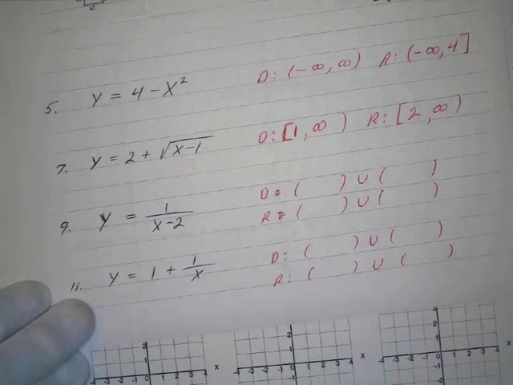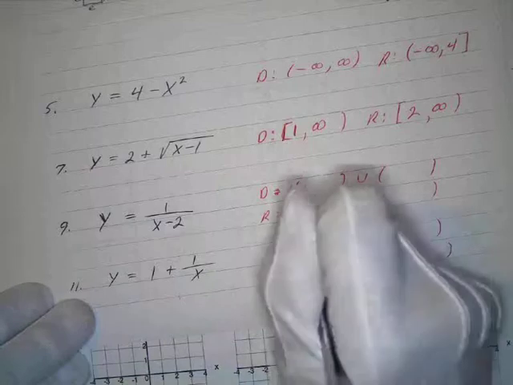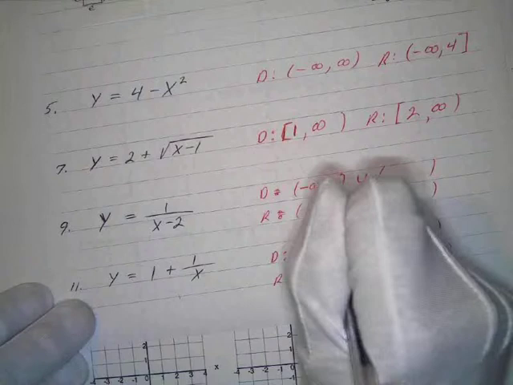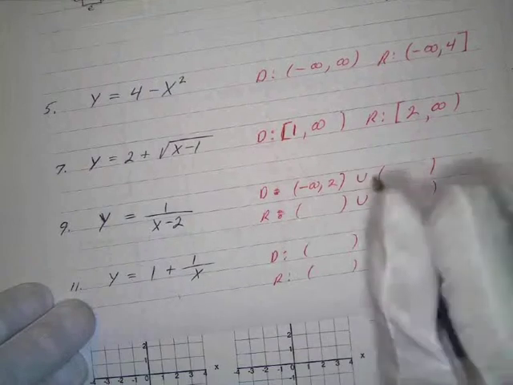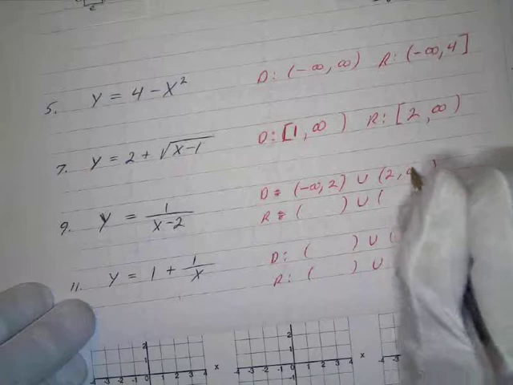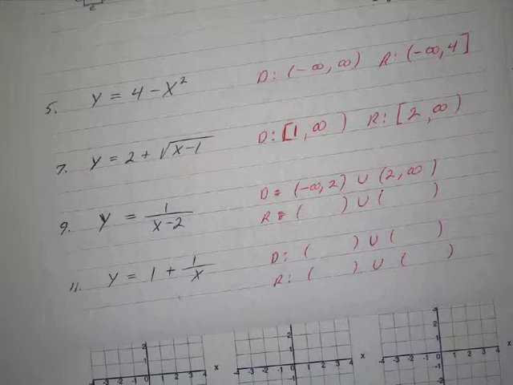So the way we write that is we go negative infinity to 2, open. The infinities are always open, to 2, union, and then we're going to go, this is open, so we can't be 2, and then we're going to go 2 to infinity. That's how we get that domain. Okay?